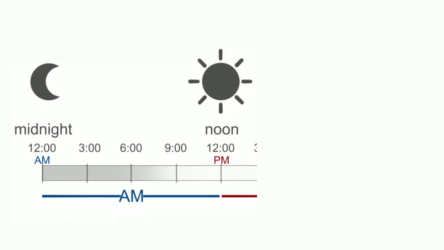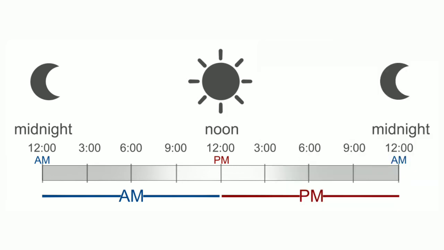We use AM to tell the time from midnight to noon. We use PM to tell the time from noon to midnight. AM means antemeridian. PM means postmeridian.